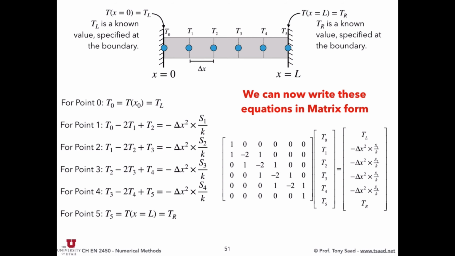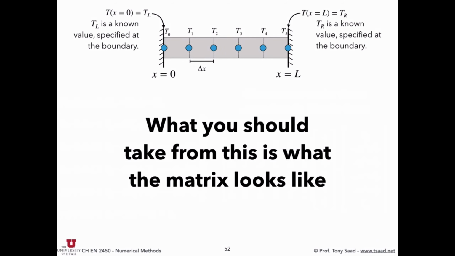Should show up before the matrix. Okay. Now what you should take from this is what the matrix looks like, because what happens now if I go to 8 points rather than 6 points? Would the coefficients change? No. It just keeps expanding. What if we go to 1,000 points? What is the size of the matrix for n points? n by n, because you have n equations and n unknowns.